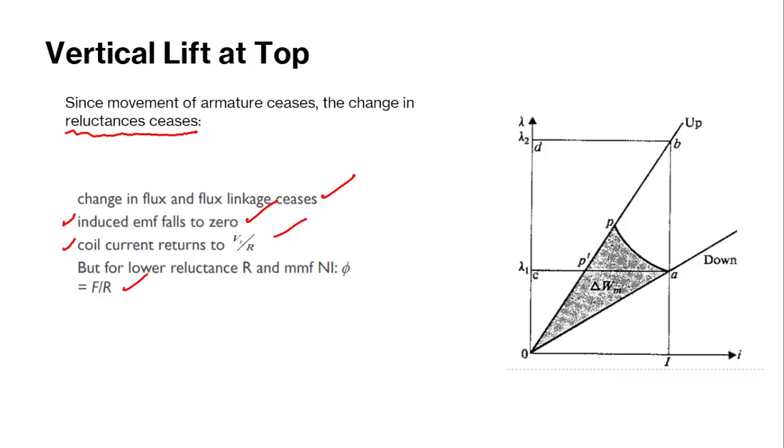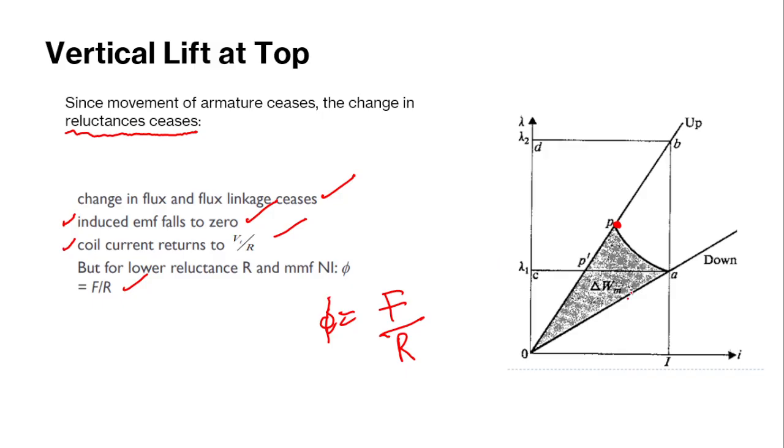Remember, when it reaches the top, you have no more air gap. If you have no more air gap, the total reluctance will decrease. So now, if phi is equal to F over R, at the top when it makes contact, the reluctance will be at its lowest value. If the reluctance is at its lowest value, the flux will technically be at its highest value, which is why this here is the maximum point.